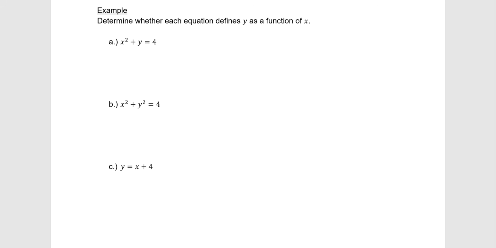For the first one, we have x squared plus y equals 4. We want to determine if it defines y as a function of x. The first thing we have to do is solve this for y. We subtract x squared on both sides to get y by itself, so it's y equals 4 minus x squared. Now we want to think about this: if we plug in values of x, is it going to give us out one y value or more than one y value?